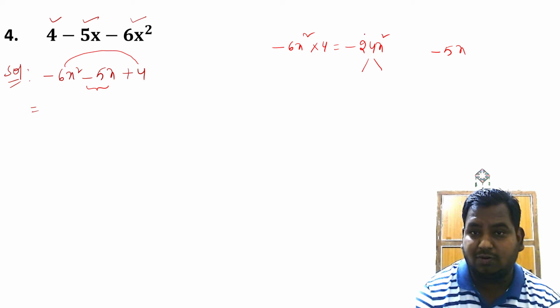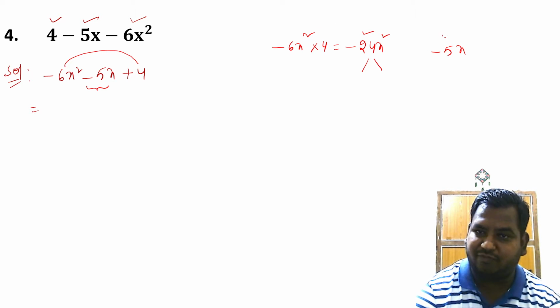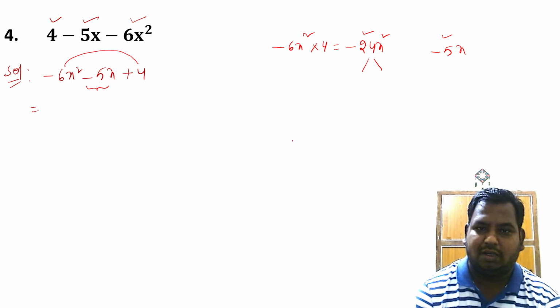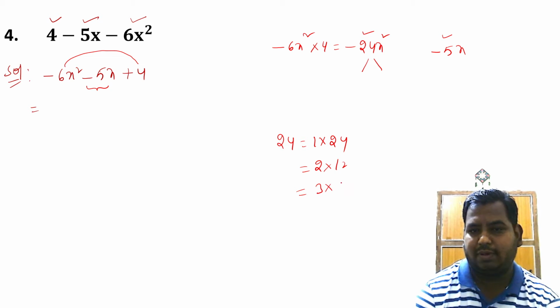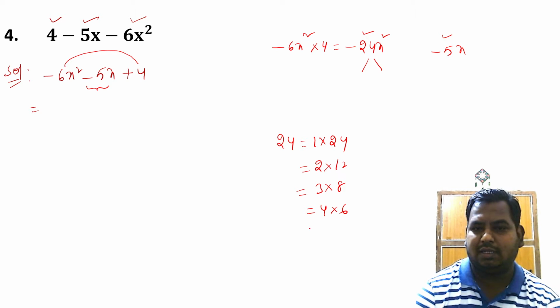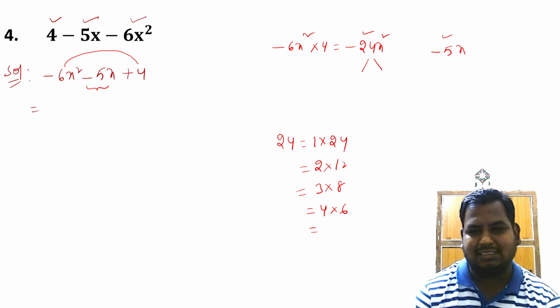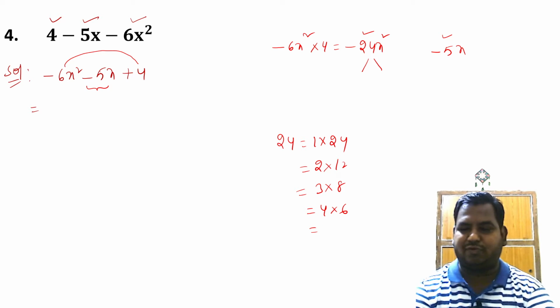We'll consider only 24 and 5 for a moment. We'll look at 24. We can write 24 as 1 into 24. We can write 24 as 2 into 12. We can write 24 as 3 into 8. We can write 24 as 4 into 6. So these are the different ways of writing 24.